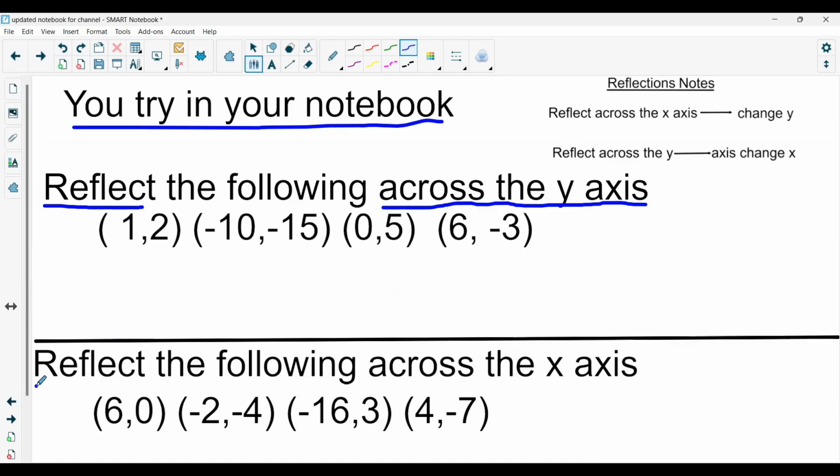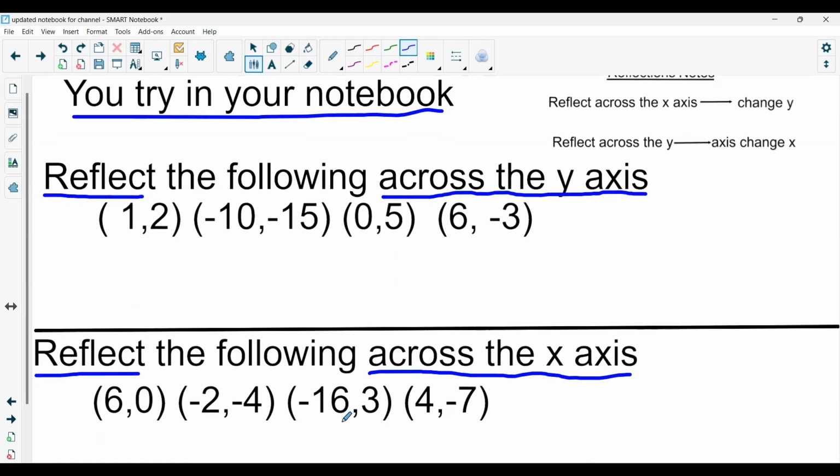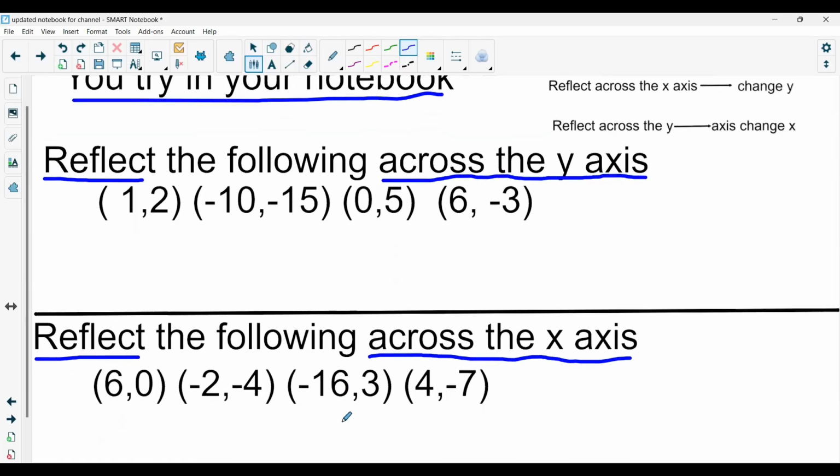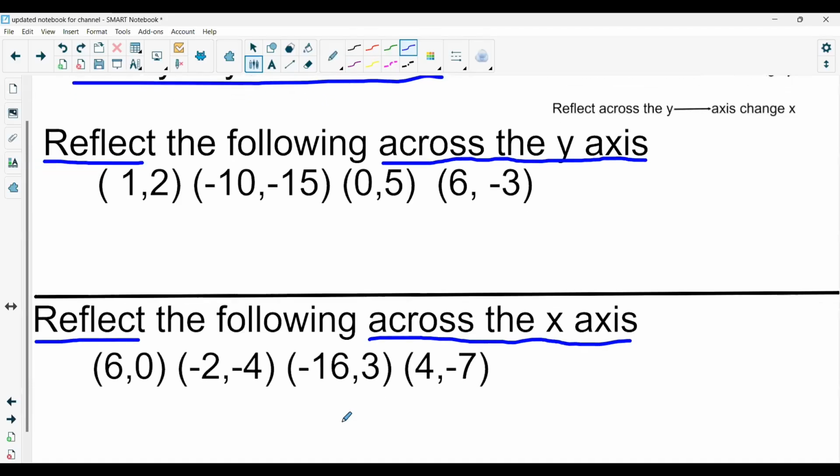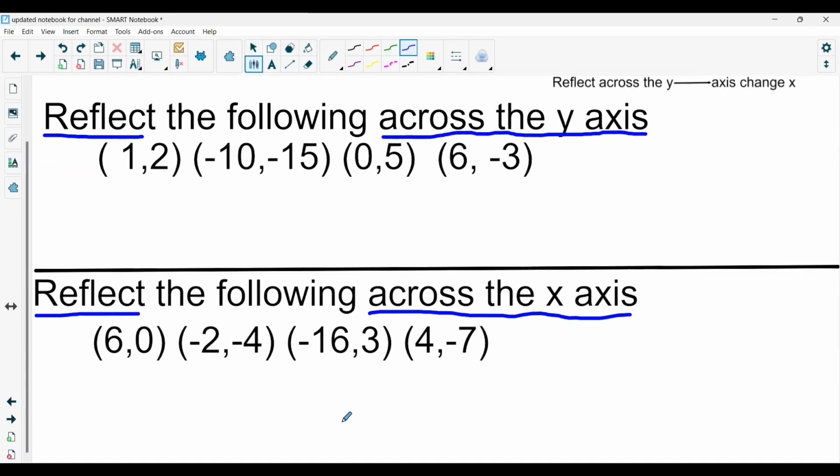And then you write these ordered pairs down and then you do the work. Same here. Reflect across the x-axis. Write your ordered pairs and then reflect them across the x-axis. Okay? Now, for those of you, once again, that are confused, just keep following along with me. All right? So let's reflect this first ordered pair, 1 comma 2, across the y-axis.